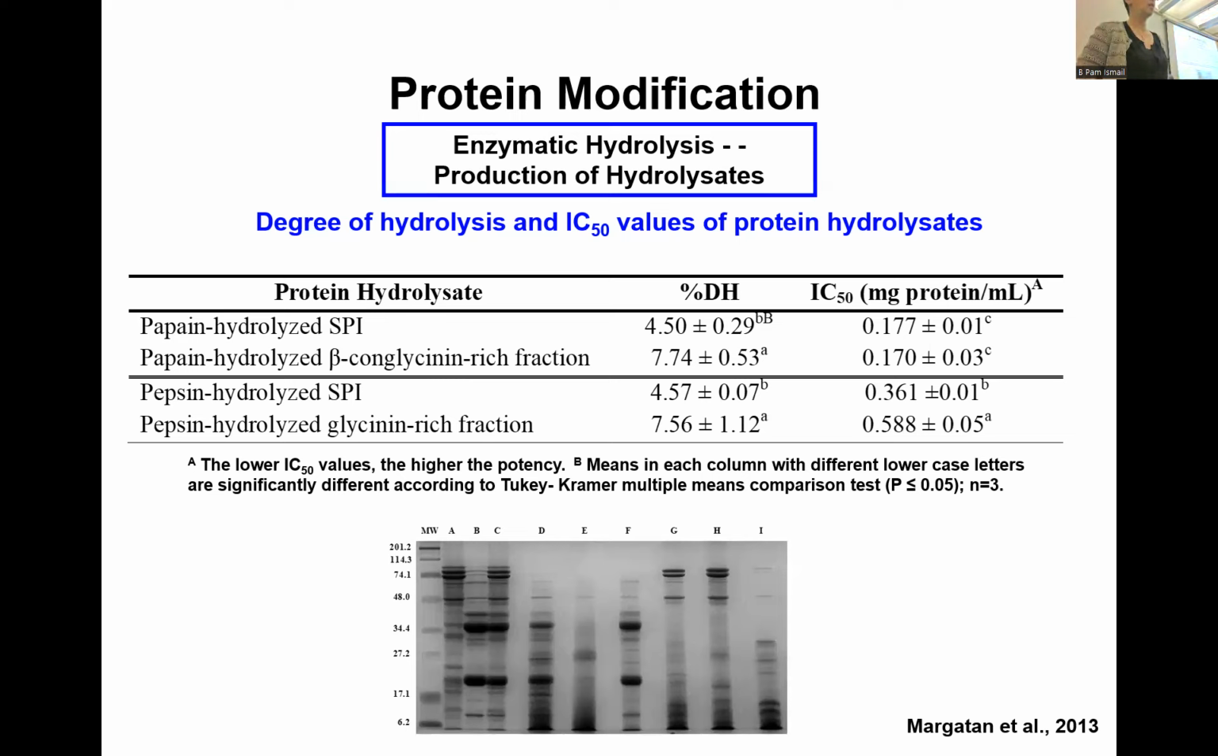What was the reason for using papain for beta-conglycinin and pepsin for glycinin? Okay, because papain targets beta-conglycinin, especially if you start with non-denatured protein. So papain is an enzyme specific for beta-conglycinin, pepsin is specific for glycinin. So we wanted to prove what the literature had told us before, that beta-conglycinin has more potency for inhibition.